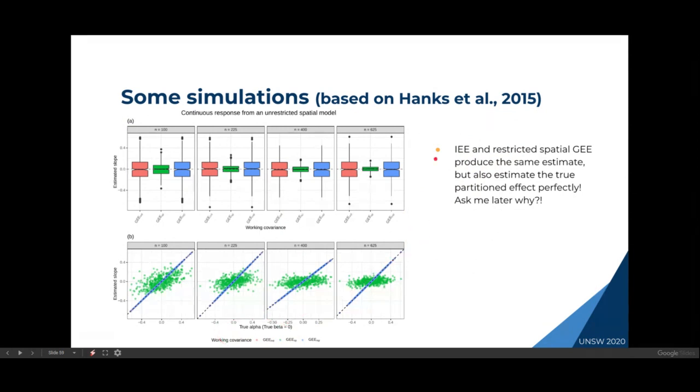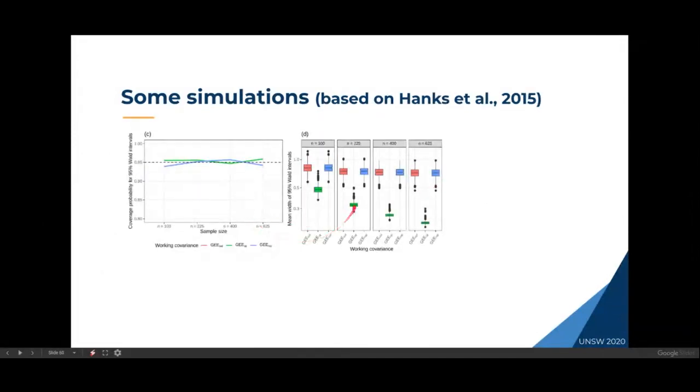But the main point is that the independence and the restricted spatial produce the same estimates in this scenario. You can talk about inference on beta, and you get basically the same results, or very similar results, sorry, as in the Poisson case. So nominal coverage probability for all three choices of the working correlation, but you do pay the price of efficiency for the independence and the restricted spatial GE.